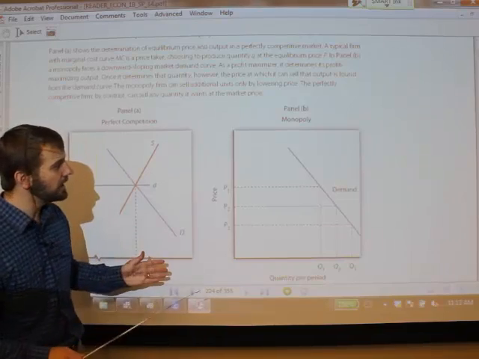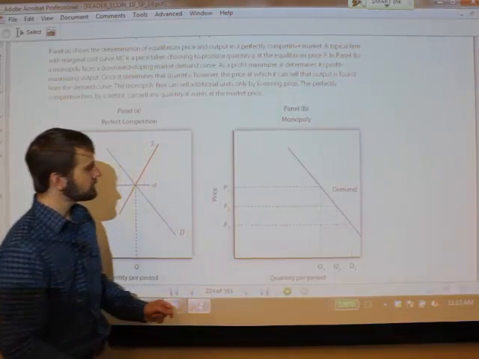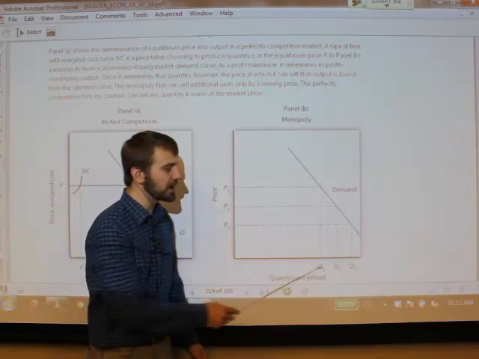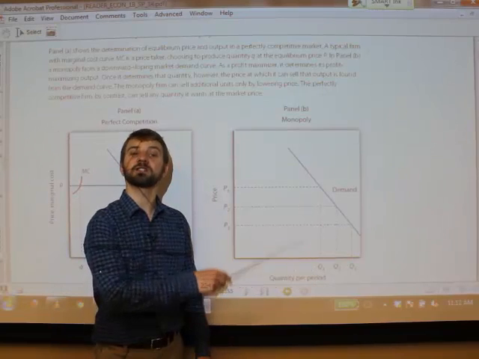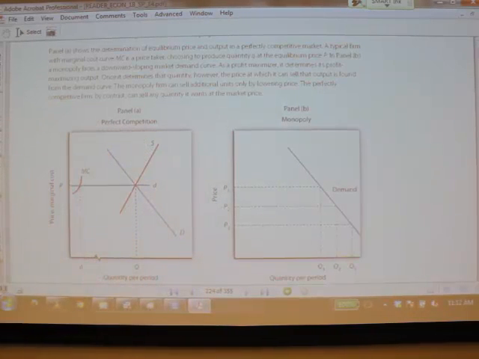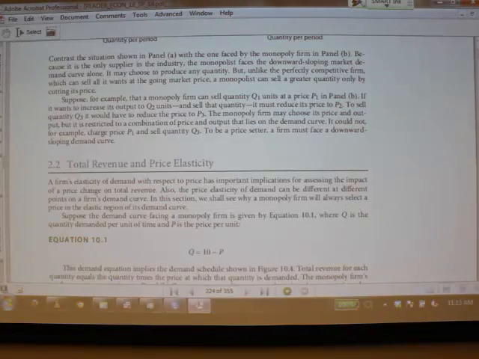Okay, but here's the demand curve. And the monopolist has to decide not only what quantity should I produce, but also what price should I charge. In other words, monopoly is a price maker, not a price taker. And so now we're going to look at that question of how a monopolist determines what quantity and what price it's going to charge.